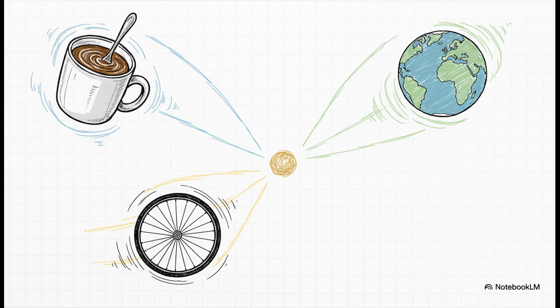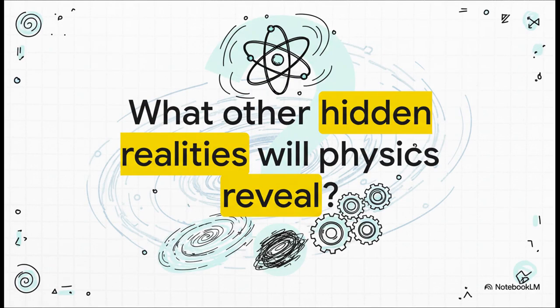So the next time you see a wheel spinning, a planet turning, or you're just stirring your coffee, just remember what's actually happening. You're literally watching pure energy turn into a tiny, hidden bit of extra mass. And that really leaves us with one last thought to chew on. If something as simple and everyday as motion has this hidden property of mass, what other bizarre, fundamental realities are still out there, just waiting to be discovered right under our noses?